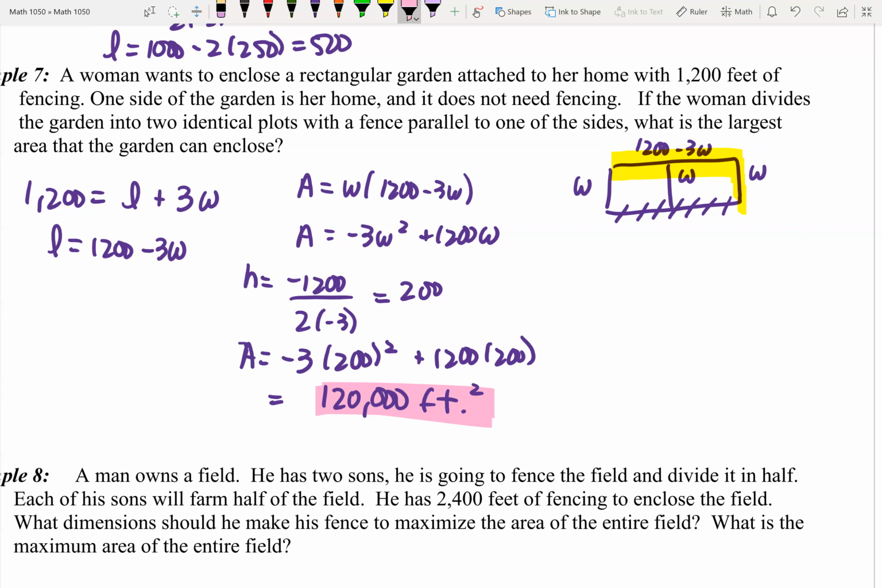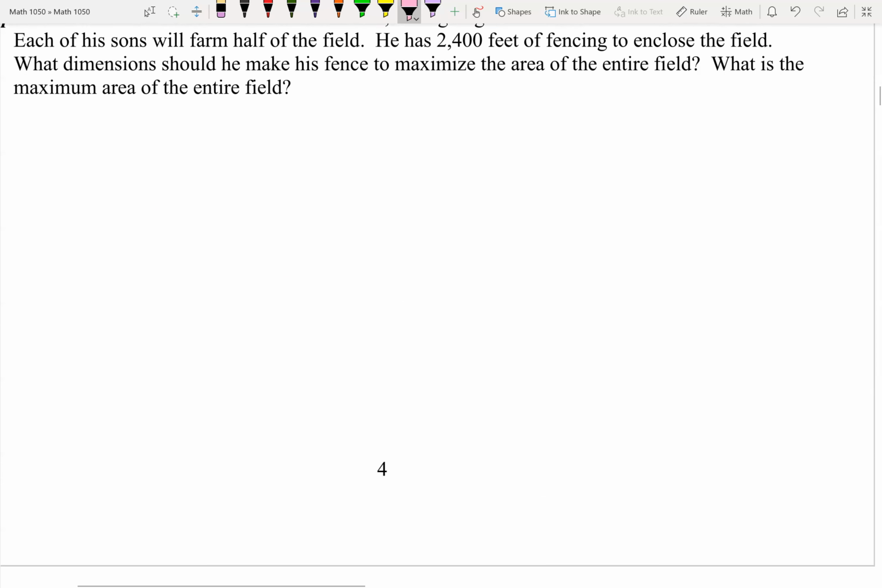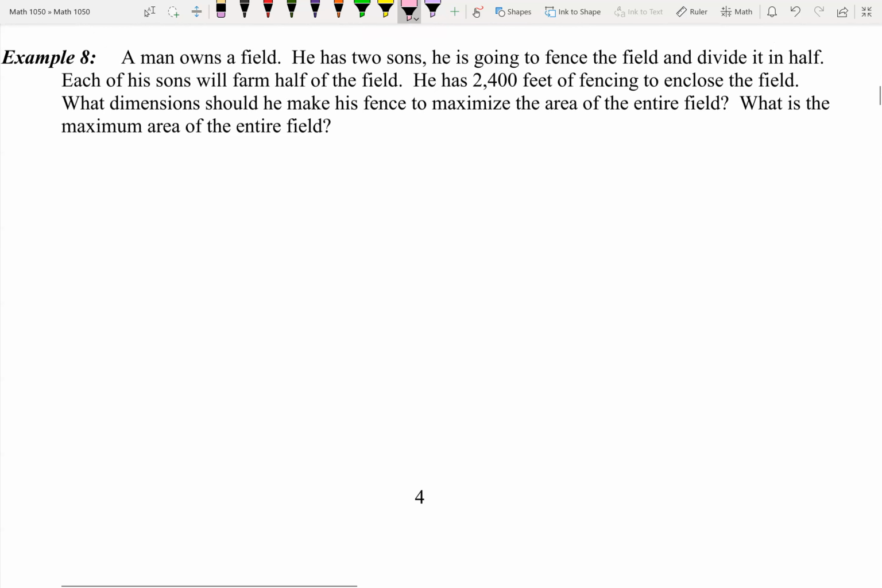Who says I got it? Let me see. Okay. Okay, here's 8. Tell me how many examples we have. 10? Okay. Here's 8. A man owns a field. They're always rectangular fields. They should tell you, but they're always rectangular. Okay? He has 2 sons, and he's going to divide it in half.